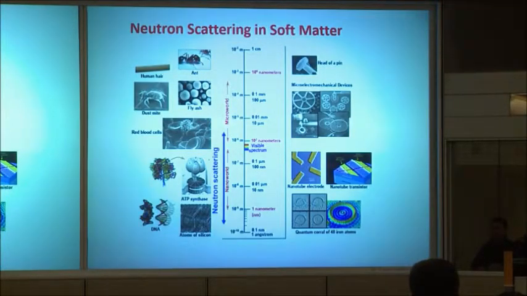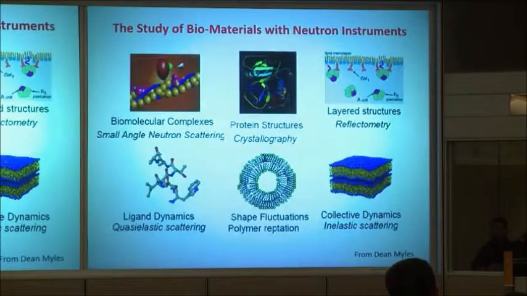Also, neutron scattering is widely used in soft matter study. This just shows different areas of soft matter, where neutron scattering is widely used. We have to use neutron scattering for soft matter study. Let me just give some examples. In biomaterials, different types of biomaterials, they produced many interesting results.